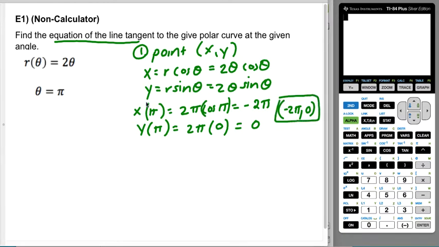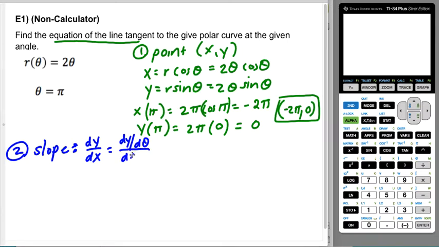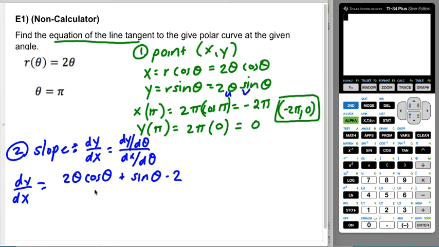Now, the second thing I'm going to need is the slope, and that's going to be the one that's a little bit more difficult. So I'm going to need the slope, which I know is going to be dy/dx. So I'm going to have to find dy/dθ over dx/dθ. So let's go ahead and start with this guy. It's my u and my v. dy/dθ is going to be u dv plus v du, and dx/dθ is going to be u dv plus v du.